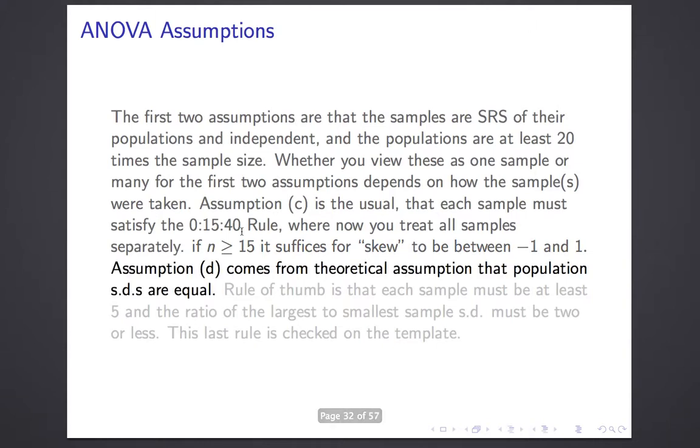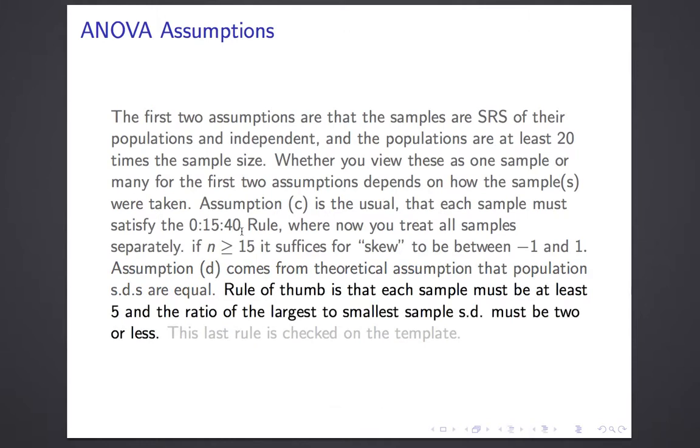There's another assumption. The theoretical assumption is that the population's standard deviations are all equal. Assumption D is the rule of thumb version of that, and it has 2 parts. Each sample has to have at least 5. Even if you know that the variable is normal, we're still going to require that each sample have at least 5 in it. And here's a kind of complicated one. The ratio of the largest standard deviation to the smallest must be 2 or less. That rule, I'll let you know right away, is checked on the template, so you don't have to worry too much about doing it in practice.